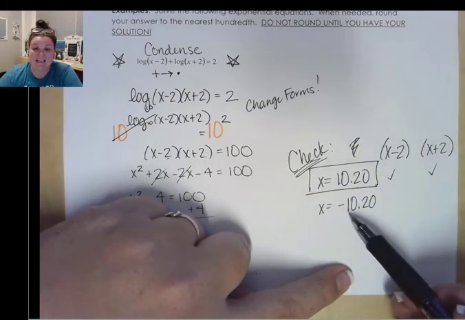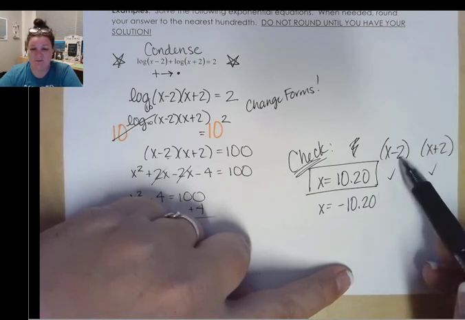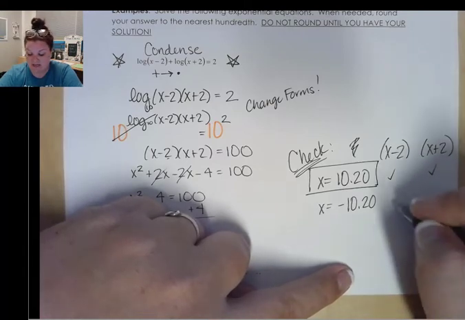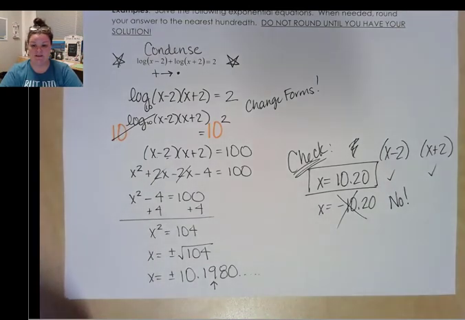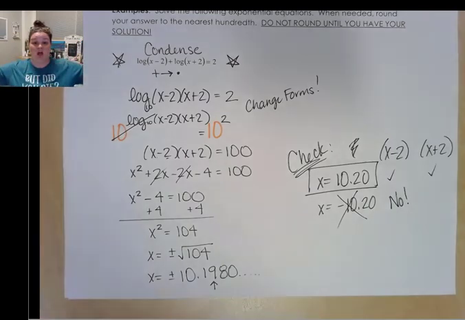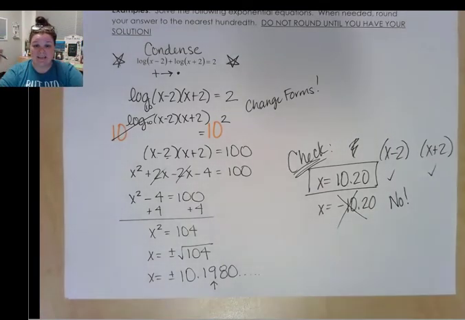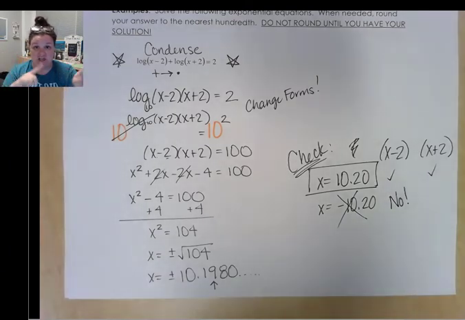When I check negative 10.2, negative 10.2 subtracted 2 gives me negative 12 point something, right? So that is a no. So we know that one is not a solution, okay? So this one was just like the ones we just did. The only difference was we had to condense first. Notice whether we have logs on everything or we don't, we always condense. And then once we condense, if we have 1 log equal to 1 log, we drop logs. If we have 1 log equal to a number, then we change forms.